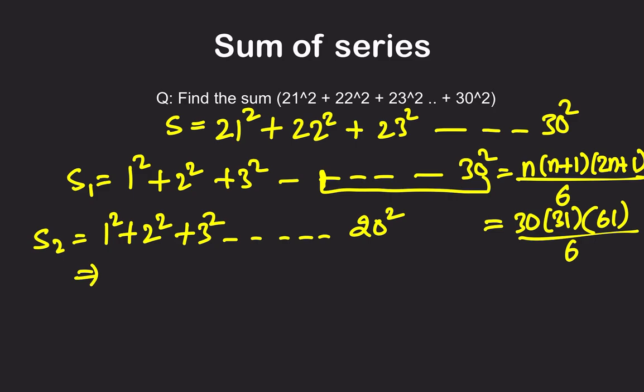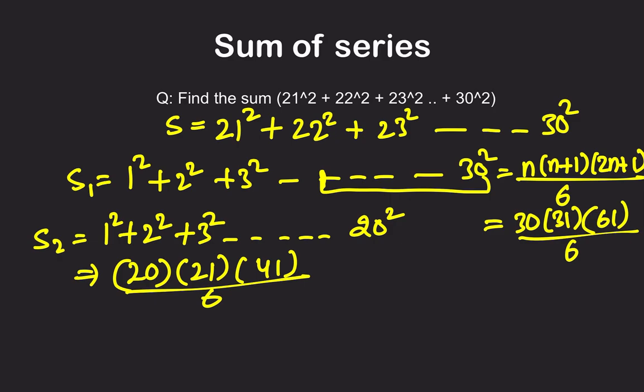So the formula for this will be n(n+1)(2n+1)/6, meaning 20 × 21 × 41 by 6. This is S2, the sum of squares of the first 20 natural numbers. S1 is the sum of squares of the first 30 natural numbers. So the answer we are looking for is S1 minus S2.